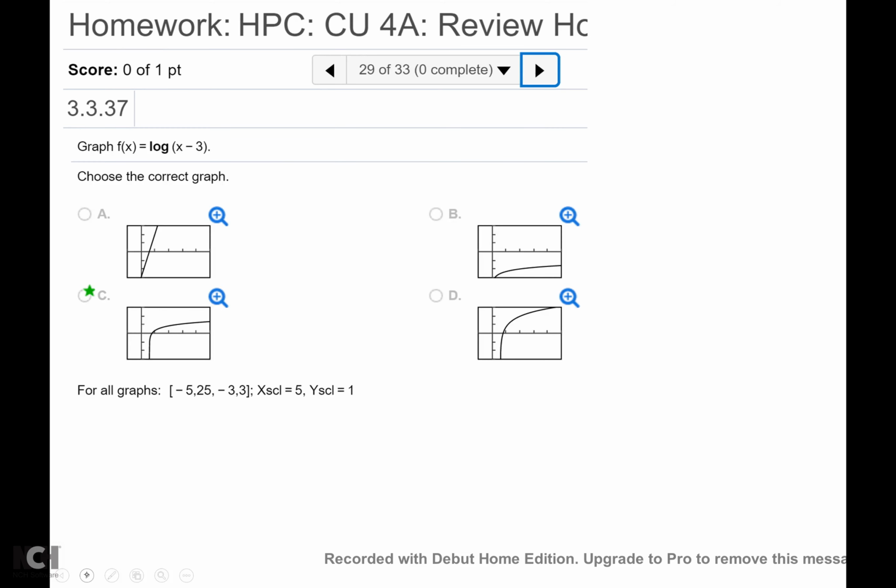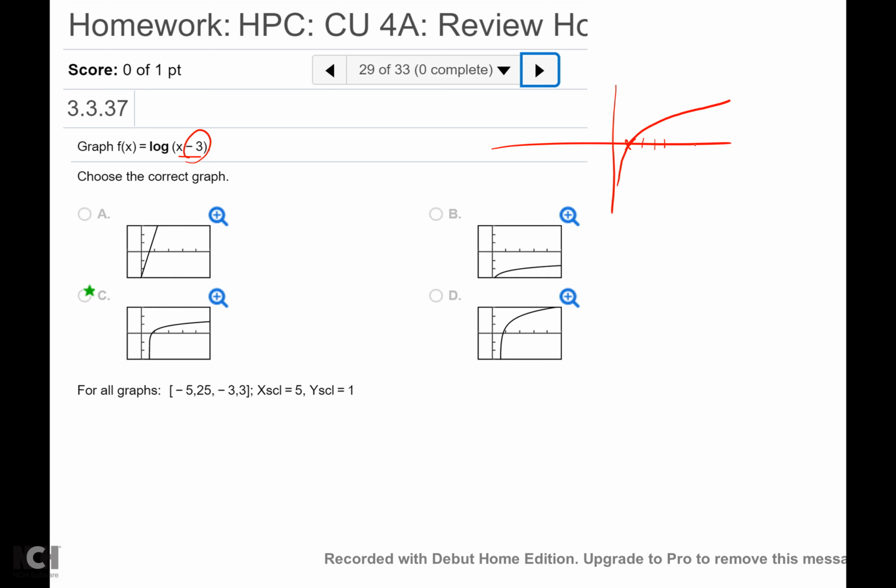All right, so graph this. Okay, the logarithmic function, guys, does this. Comes up, passes through 1, 0, and does this. So if it passes through 1, 0, this says move it 3 left. That means I'm going to go 3 right. Right? So that means I would go over 3.